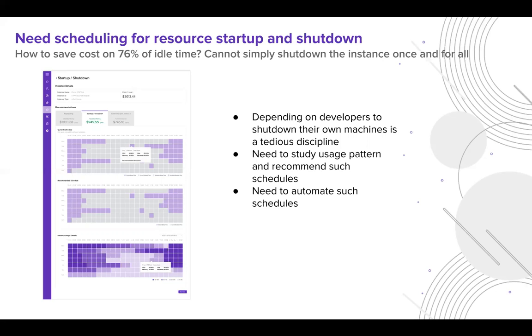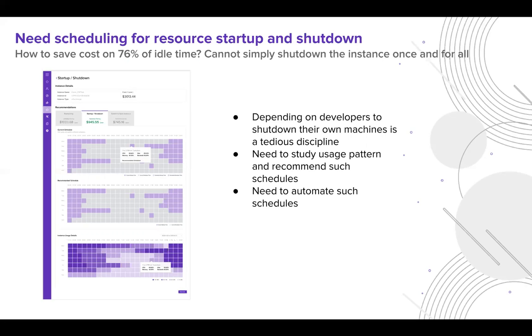You can just study that instance and figure out when you need it to be up or down. But if you are going to scale it up to hundreds or thousands of instances, how are you going to do that? And then you have to study all of them to make sure that you understand their usage pattern ahead of time.